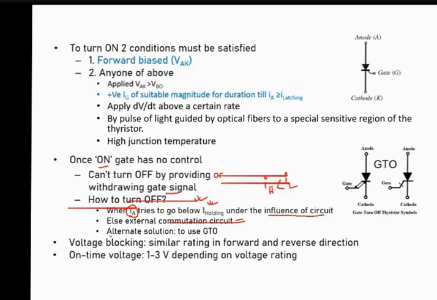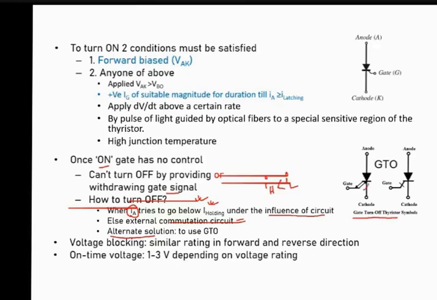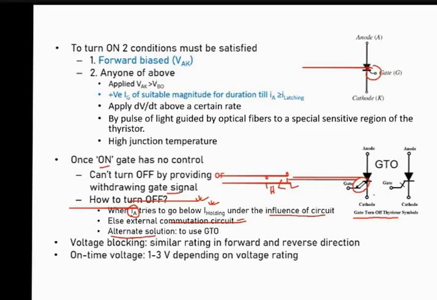And another alternate solution is that you use a modified thyristor kind of architecture known as gate turn off thyristor. So please note the difference in their symbol. So gate turn off thyristor is a thyristor which you can turn on and off using the gate terminal. So if you provide positive gate current, it will turn on. If you provide negative gate current, it will turn off.